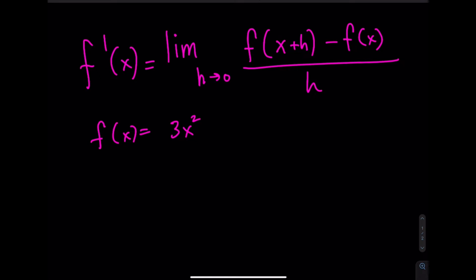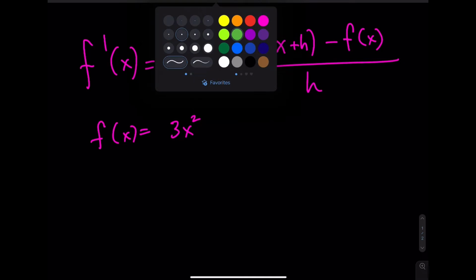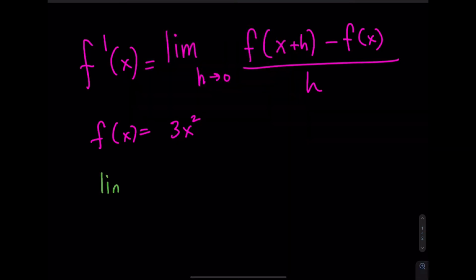So notice how I've already written the limit definition of the derivative, and what we're going to do is apply this in those three different types of function contexts. All right, so here we have our first function. f of x is 3x squared. We have a quadratic.